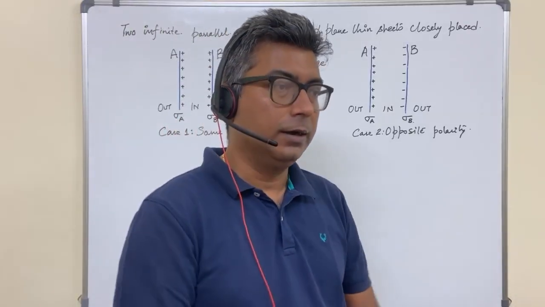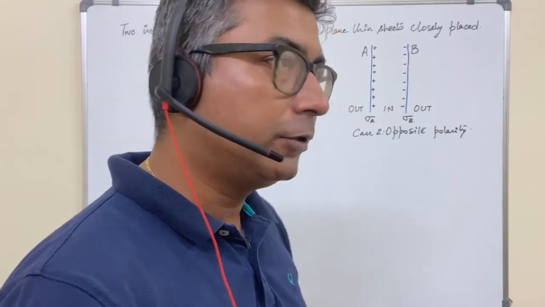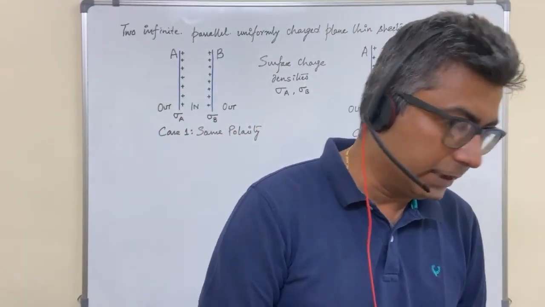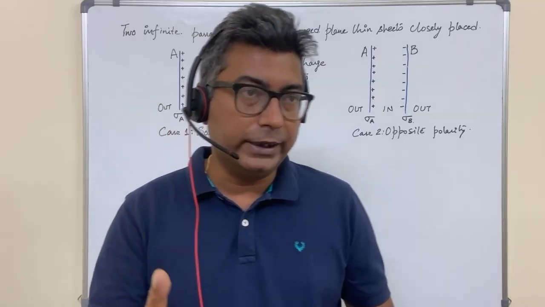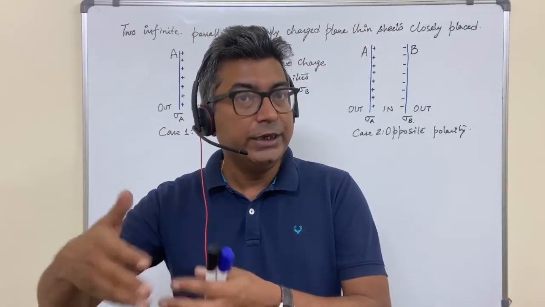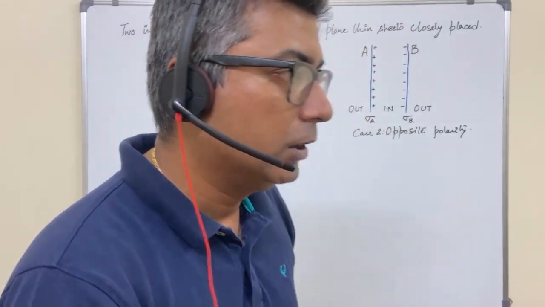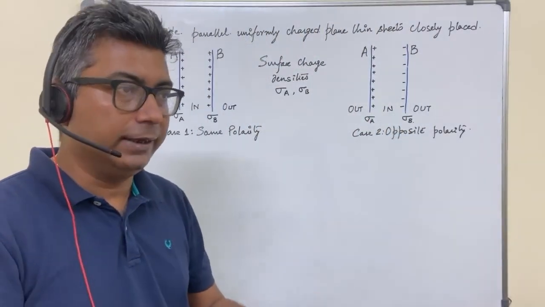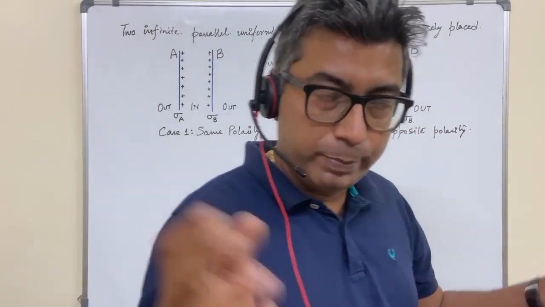Welcome, students. Today we'll be looking into a problem from electrostatics. It's just an advanced version of what we are aware of already. That is, what is the electric field for a thin sheet of infinite length and breadth? We are all aware that it is sigma by 2 epsilon naught in free space.